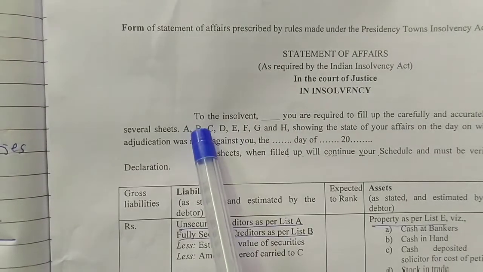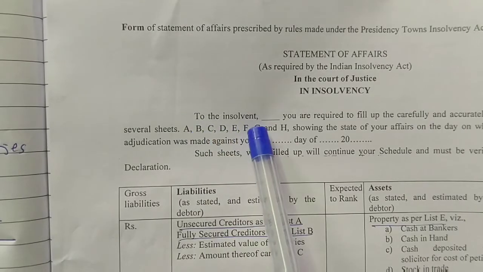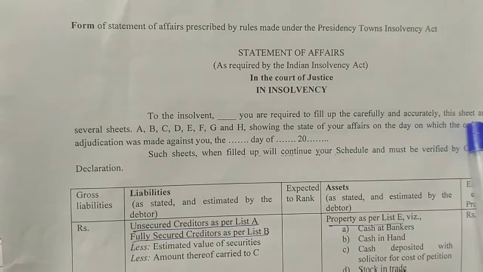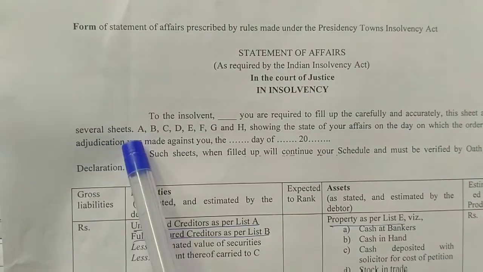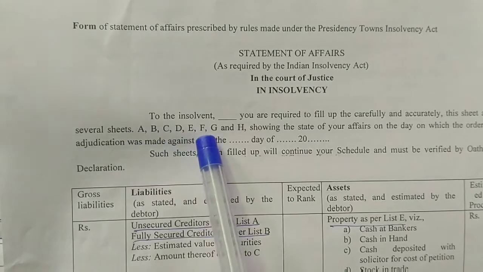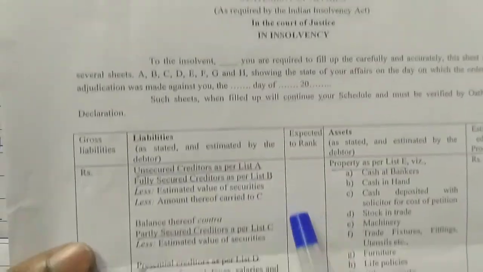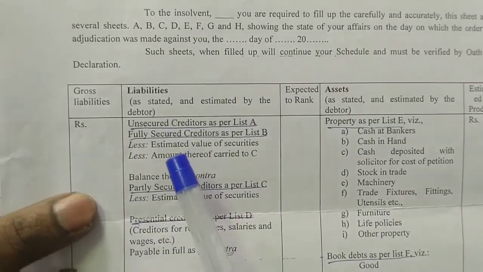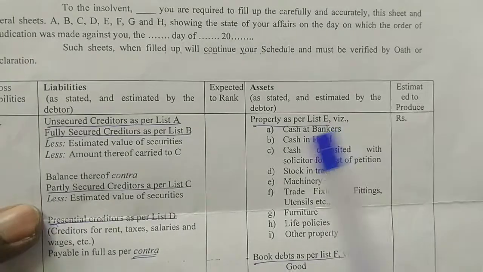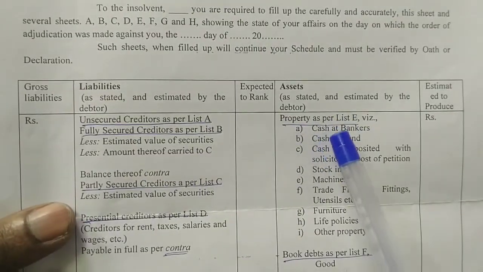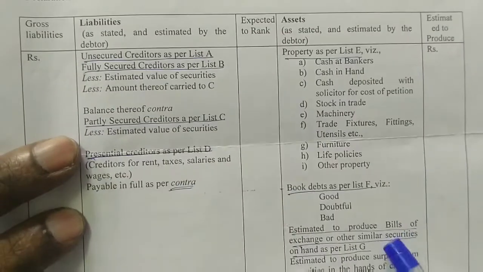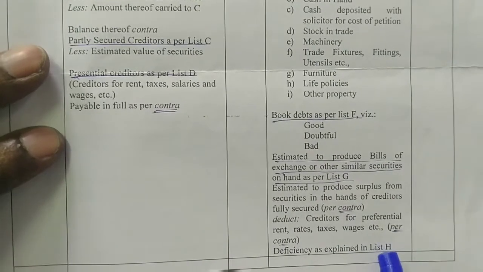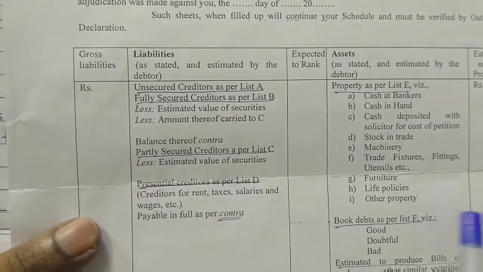What it includes. Here first he has to declare the name of the insolvent. You are required to fill up carefully and accurately this sheet and several sheets, the lists A, B, C, D, E, F, G and H. So here list A, list B, list C, list D are on the liability side, and on the asset side the list E and the list F, G, and finally the deficiency account, that is list H. So this should be supplied by the insolvent.